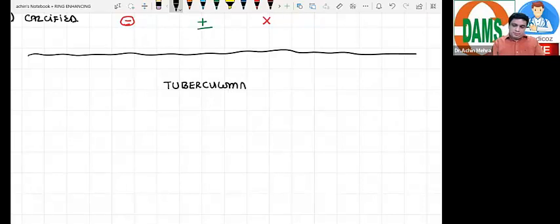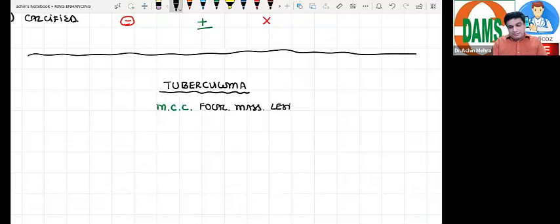Tuberculoma. See, this is something which is considered to be the most common cause of focal mass lesion in developing countries.